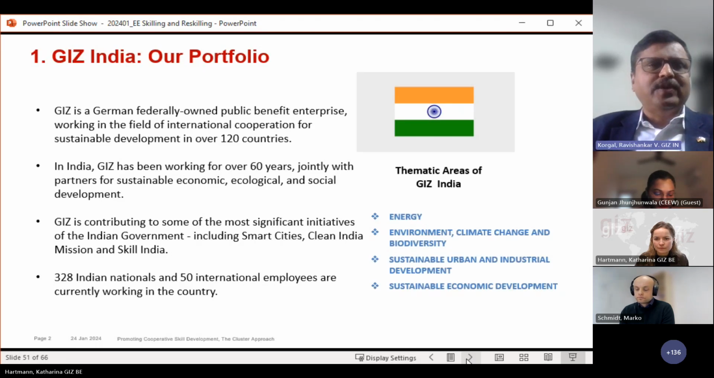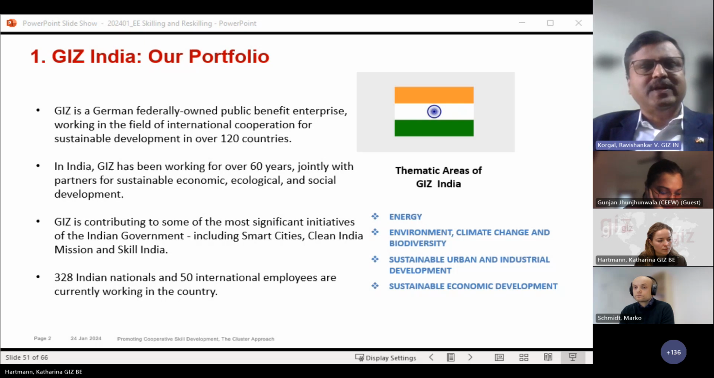Yeah, this is our portfolio, GIZ. I think most of you know about GIZ. GIZ is a German development agency. Currently it is working in more than 120 countries. Briefly about GIZ India: GIZ has been present in India for more than 60 years, and we are working in most of the major sectors: sustainable economic, ecological, and social development.